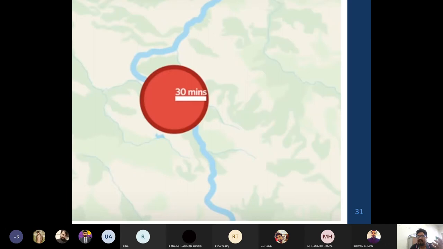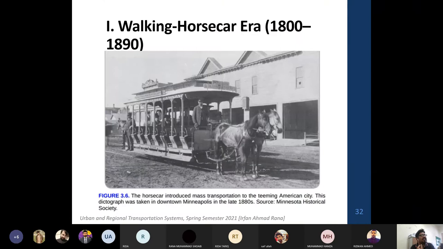So a city, of course, will not follow this perfect circle. It will be more of an organic form and irregular shape, but still it can be visualized hypothetically that within 30 minutes we can travel. So it was kind of a limit of the city, or the potential of urban growth, and cities grew like this all over the world. So then we can call that the walking or horse car era zone.